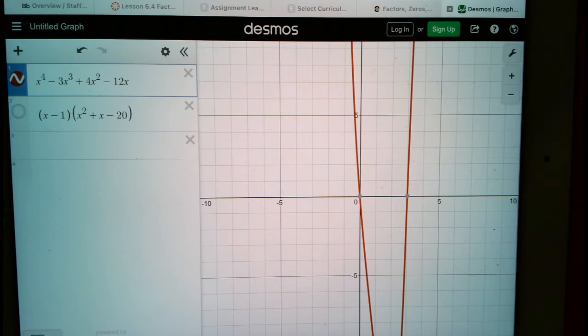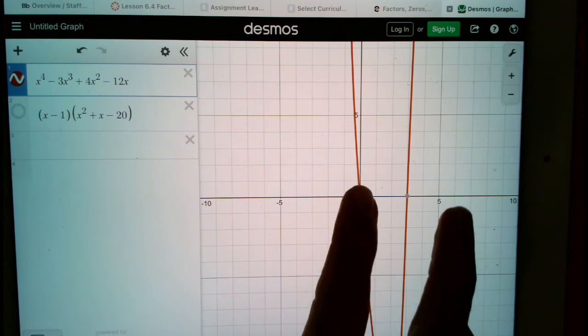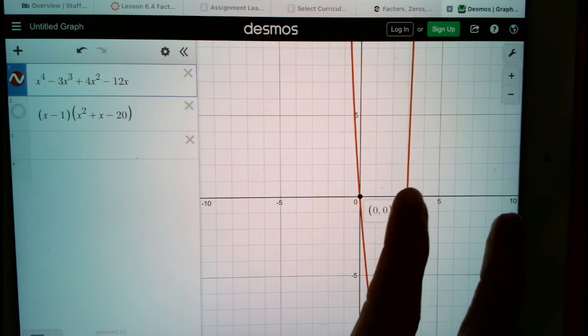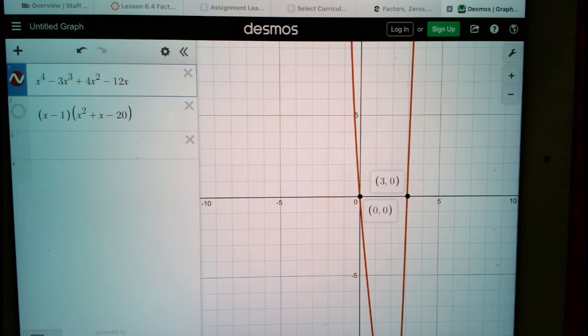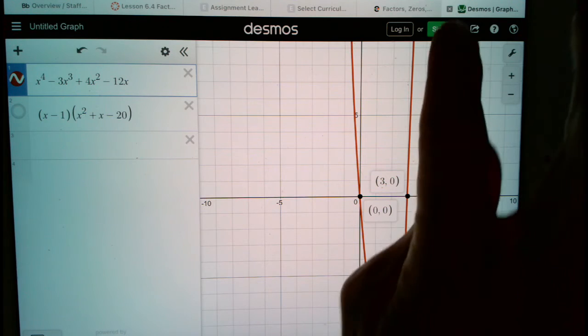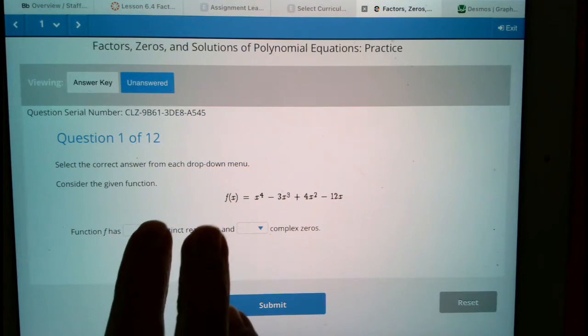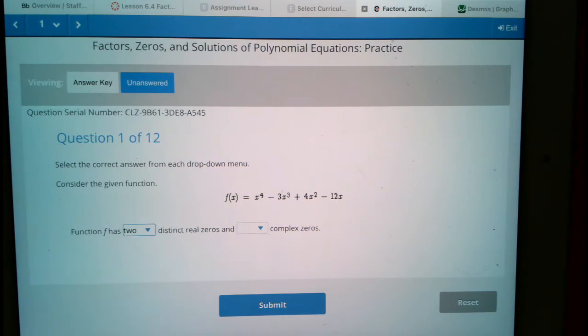And here is what we see, but we need to know a little bit more about this. But we can go back and answer the first question, because it says, how many real answers do we have? And our real answers happen here and here. It's where the graph crosses the x-axis. So if we flip back here, we have two distinct real zeros in this function.